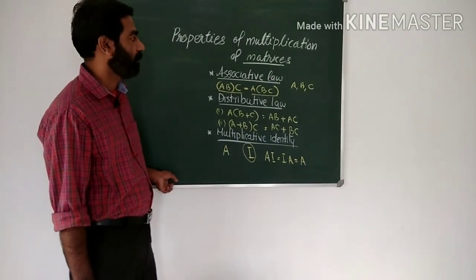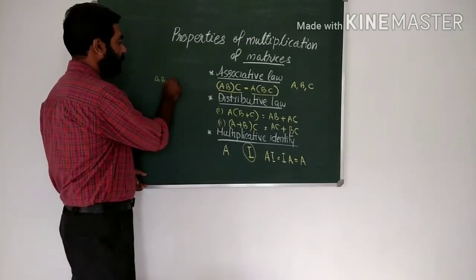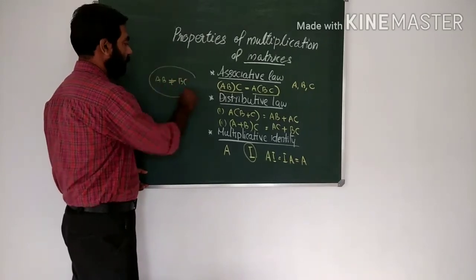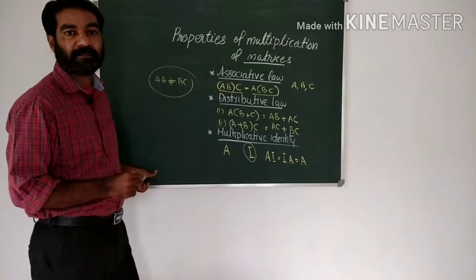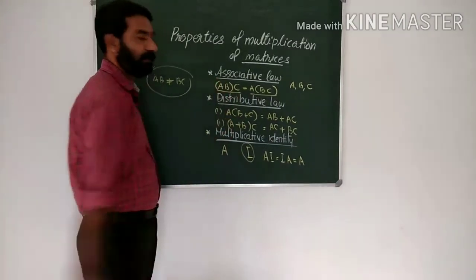These are the properties. Remember that matrix multiplication is not commutative. AB is not equal to BA. We already showed that AB is not equal to BA. So matrix multiplication is not commutative. These are the three properties of matrix multiplication.